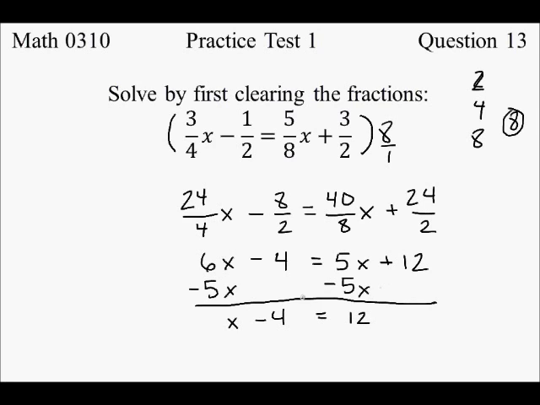All right, last step. We have x minus 4, so the opposite of subtract 4 is plus 4. We'll add 4 to both sides to clear that minus 4. And then we're left with x equals 12 plus 4 is 16. So our answer is x equals 16. And that is answer choice C here.